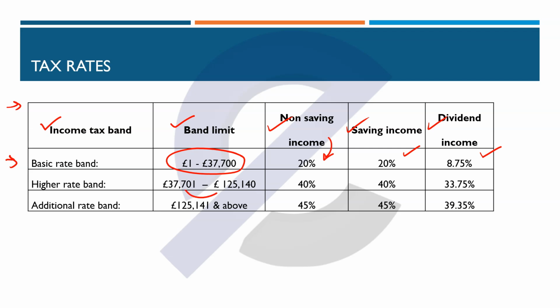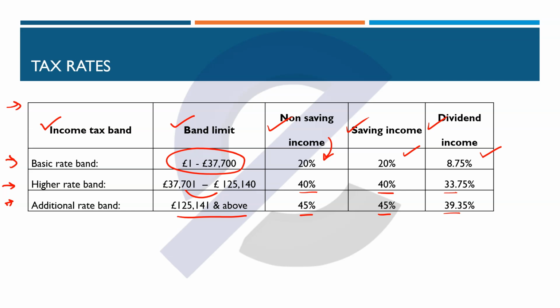Income in excess of £37,700 but less than £125,140 is considered to be a higher rate income. Once again, depending upon which category the income falling in this range is coming from, the tax rates will vary. The tax rate applicable on non-savings and savings income is 40%, and 33.75% for dividend income. Finally, the additional rate band covers the income in excess of £125,140. The non-saving and saving tax rates are 45%, and 39.35% for dividend income.